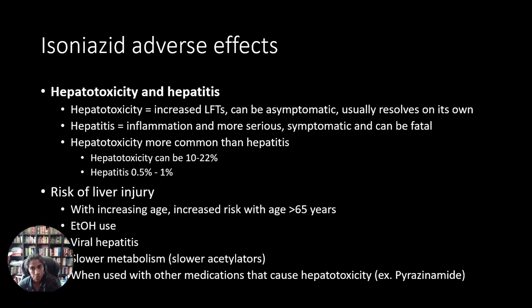The risk of liver injury is associated with increased age. So especially age over 65 years, those people have a higher risk of liver injury with isoniazid. Concomitant alcohol use can also increase the risk of liver injury with isoniazid. Someone who has viral hepatitis, for example, hepatitis B or C, has a higher risk of developing hepatotoxicity or hepatitis with INH. Those who are slower metabolizers of INH are at increased risk. And also when INH is used with other medications that cause hepatotoxicity, such as pyrazinamide, this increases the risk of adverse effects on the liver.